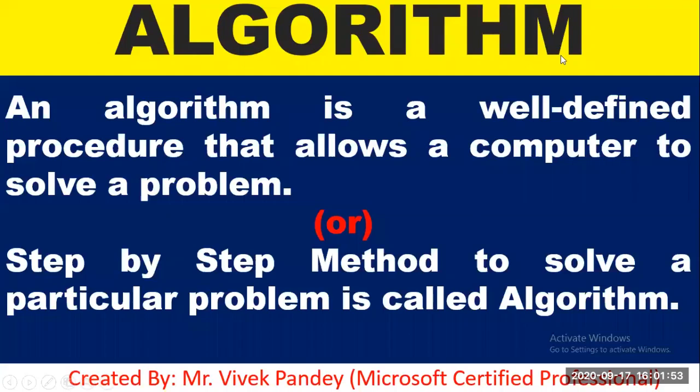What is an algorithm? An algorithm is a well-defined procedure that allows a computer to solve a problem. Overall, we can say that a step-by-step method to solve a particular problem is called an algorithm. So dear students, a step-by-step method to solve a particular problem is called an algorithm.